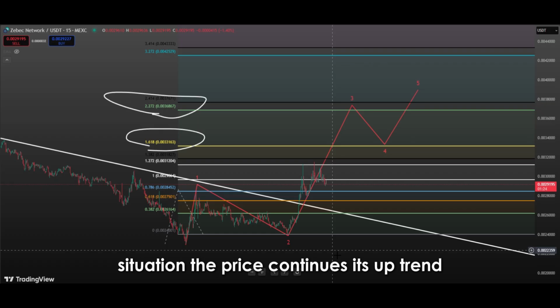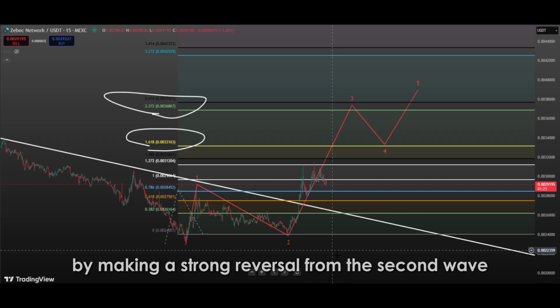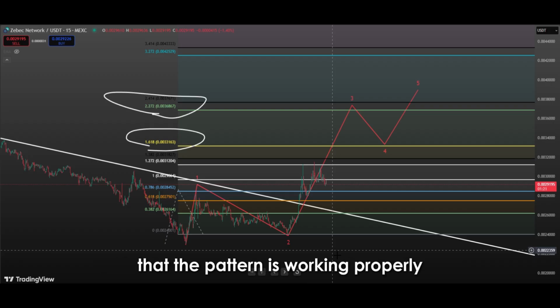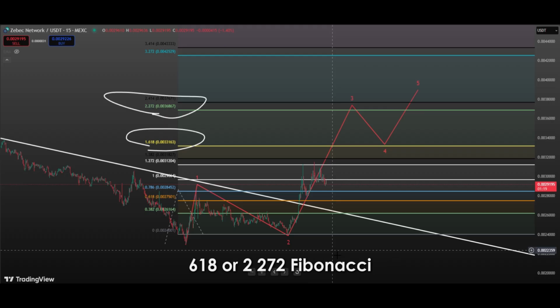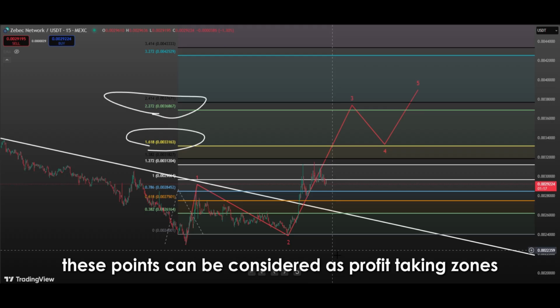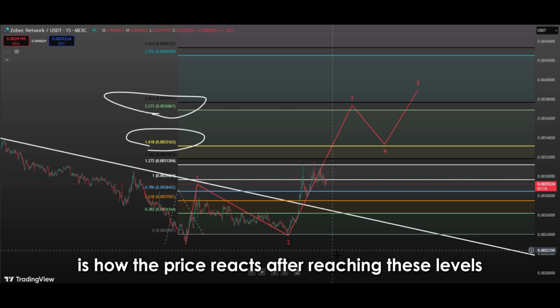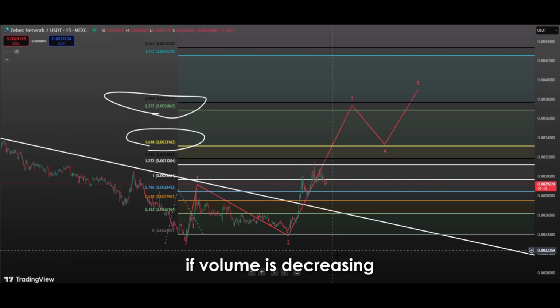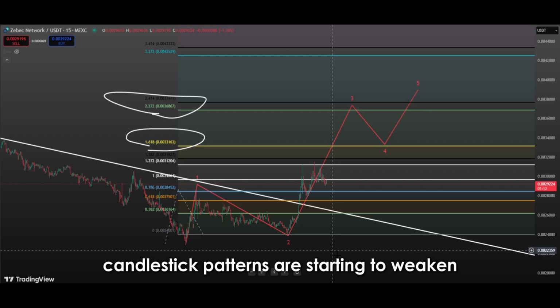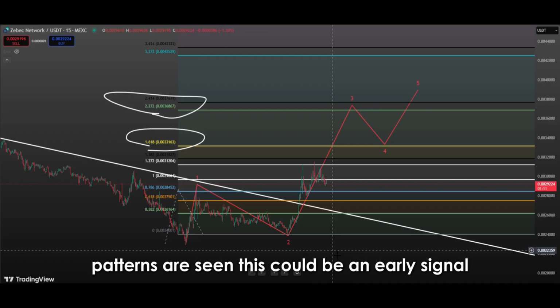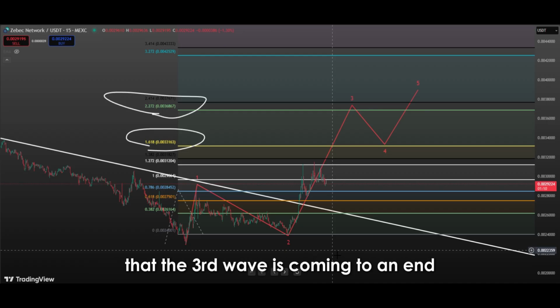However, in the current situation, the price continues its uptrend by making a strong reversal from the second wave, which is one of the most important pieces of evidence that the pattern is working properly. If the third wave is indeed going to go all the way to the 1.618 or 2.72 Fibonacci extension levels, these points can be considered as profit-taking zones for traders. However, what needs to be considered here is how the price reacts after reaching these levels. If volume is decreasing, candlestick patterns are starting to weaken, or negative divergences are seen, this could be an early signal that the third wave is coming to an end.